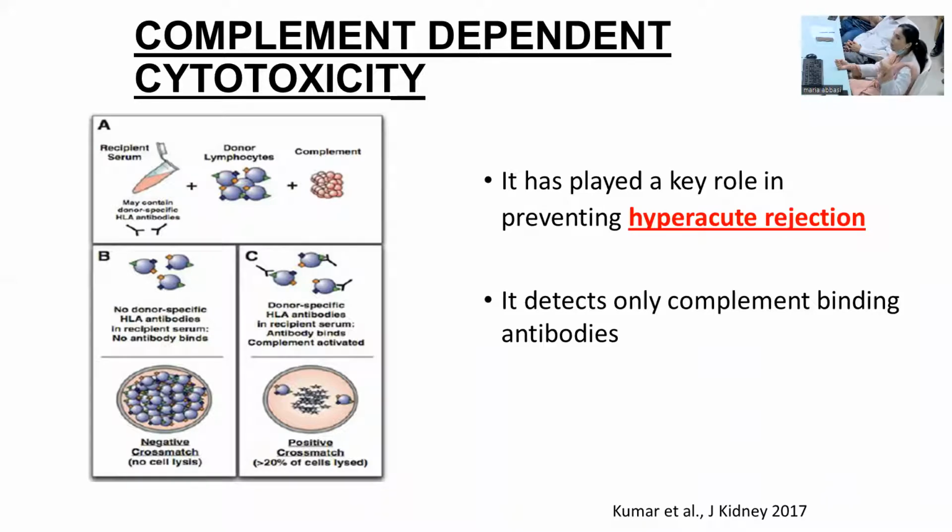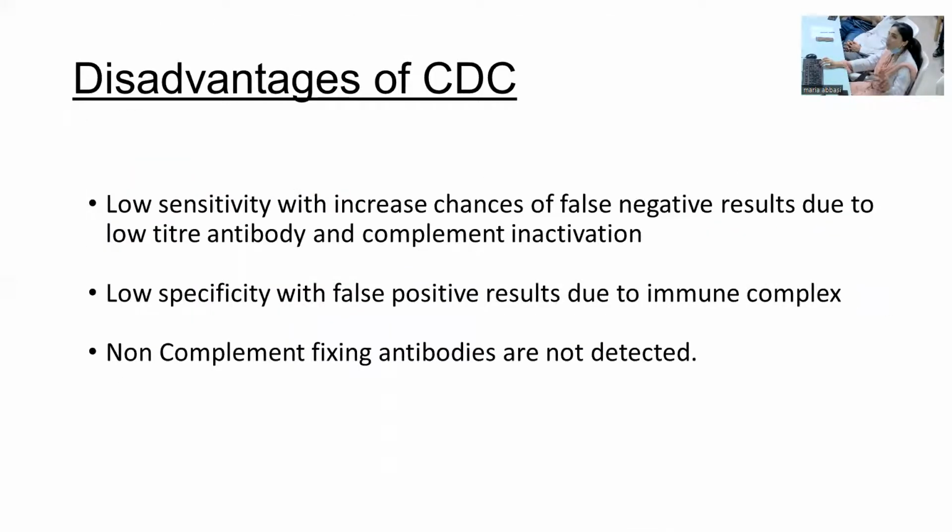The significance of the complement-dependent antibodies is, number one, that they are resistant to desensitization. And number two, if the patient has complement-dependent antibodies, they are responsible for poor graft survival, and they are more responsible for causing antibody-mediated rejection as compared to non-complement-binding antibodies. However, they have certain disadvantages too. As we just discussed, it has low sensitivity, so it can miss antibodies which are present in low titer. Moreover, it can show false positivity due to the presence of immune complexes.